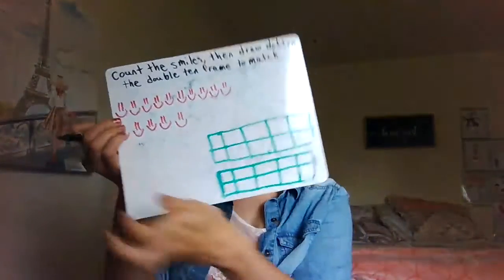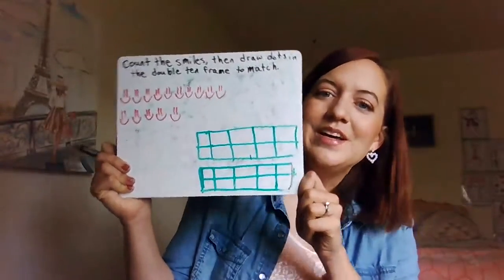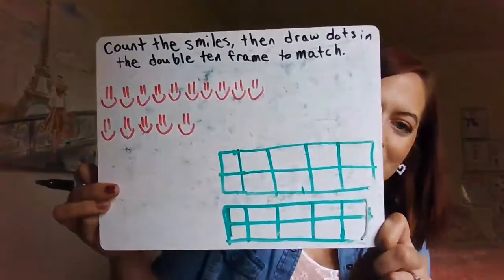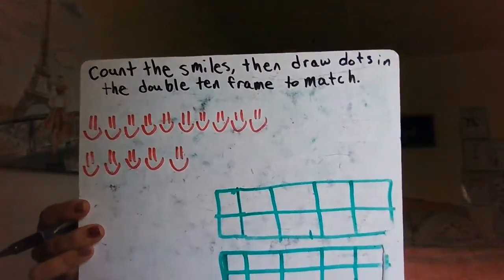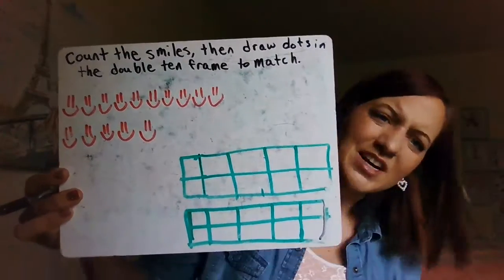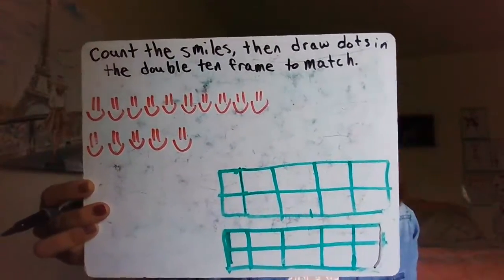All right, so I'm going to show you the question again. So you're going to count all these smileys. I'm going to try not to erase them. Count the smileys, and I'll bring them up closer, and then you can make your double 10 frame and then draw your dots to match, okay? Sorry, this math question is taking a lot longer than normal, so I apologize.